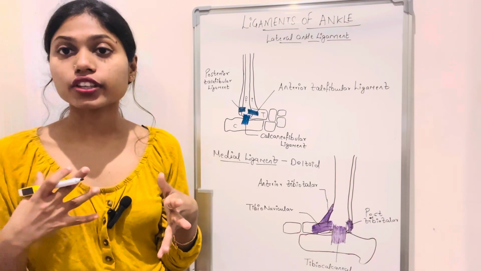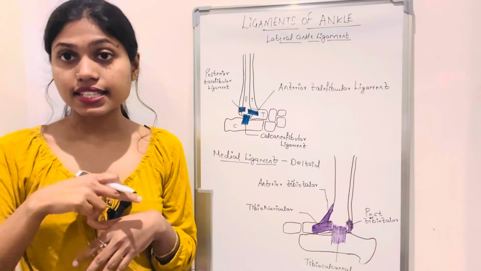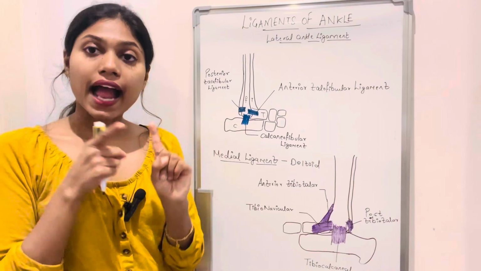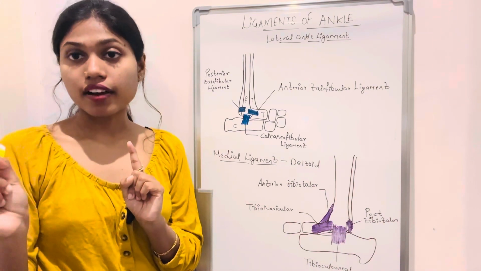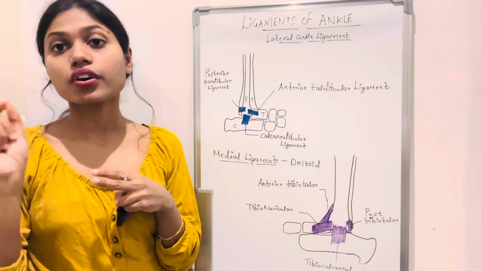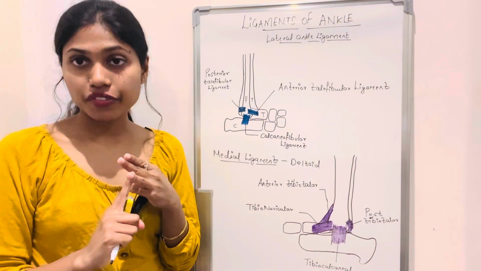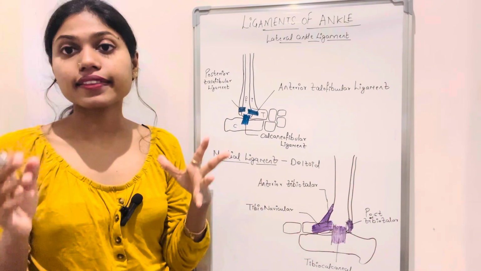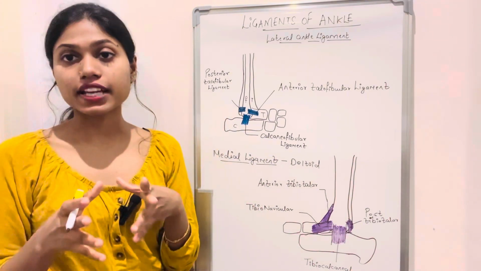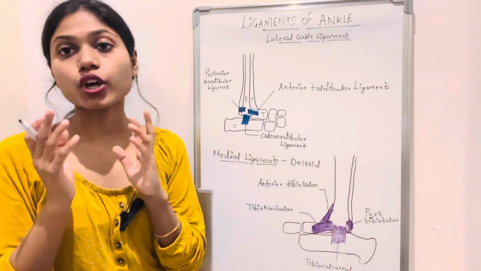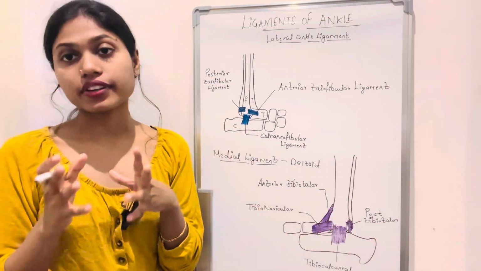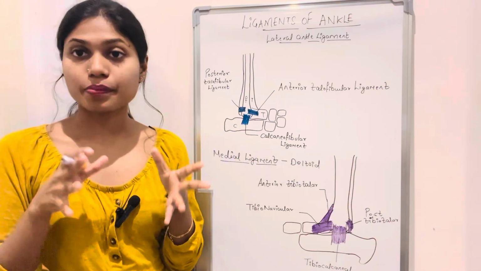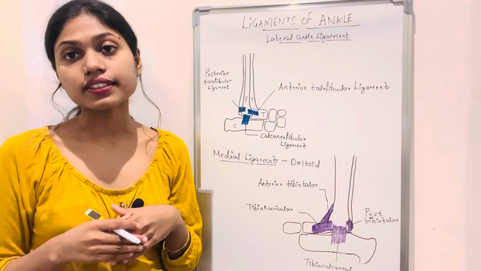Now let's look at the medial complex ligaments. As I said earlier, there are 4 ligaments present in your medial complex: anterior tibio-talar, posterior tibio-talar, tibio-navicular, and tibio-calcaneal. Again, as it's there in the name itself, you need to remember the connection is between the tibia and your talus, tibia and your navicular, tibia and your calcaneum. Because your tibia is a medial bone, it has connections with all the other tarsal bones.